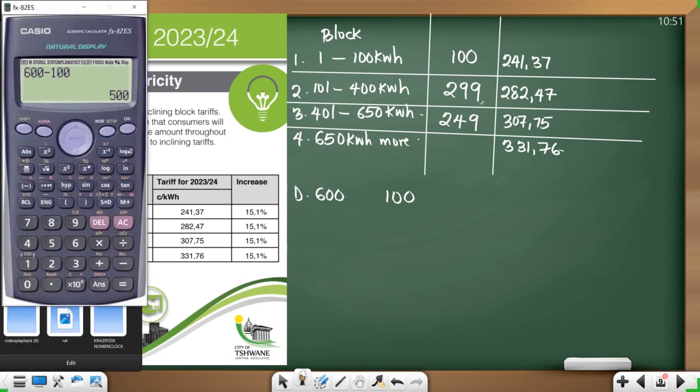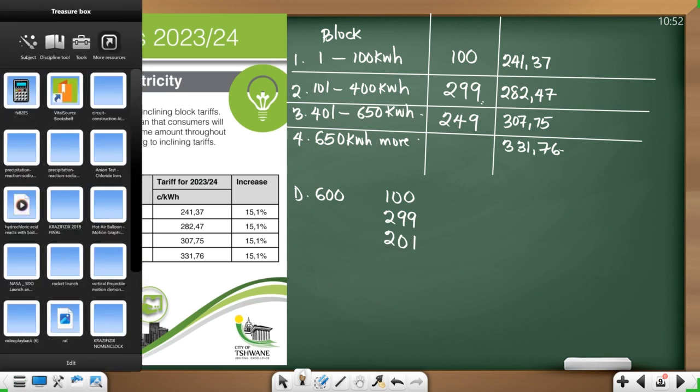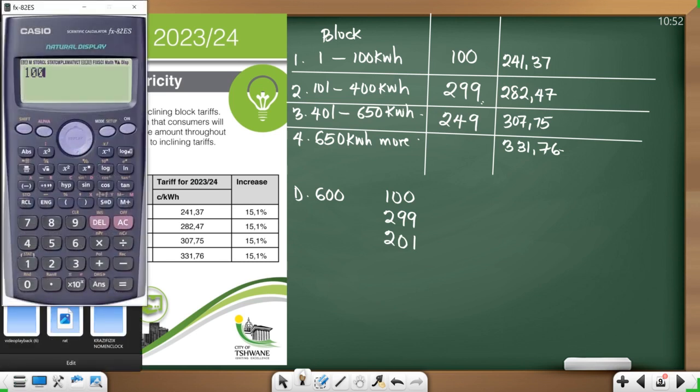600 minus 100. We're left with 500. Oh, 500 is way bigger than 299. So 500 minus 299, 201. Okay, so 299. Right, so we've used our second block. 201. Oh, do you see that 201 is smaller than 249? So I'm going to stay here. Third block. If you add all of this together, 100 plus 299, always do that before you go on. 600 units. Great.